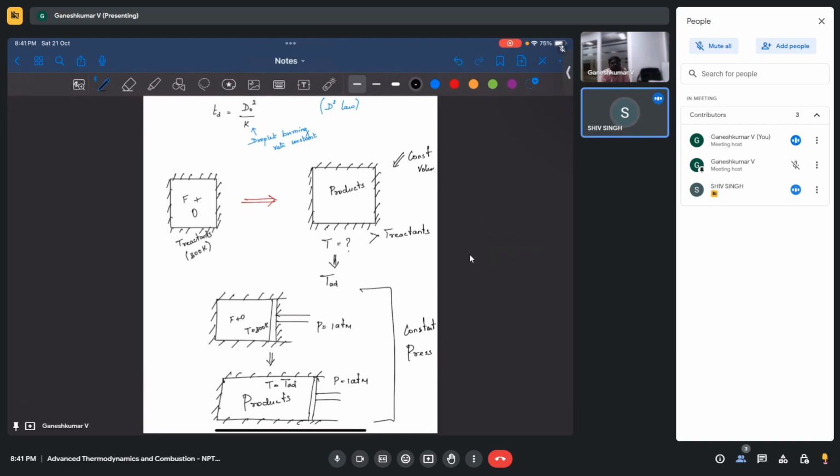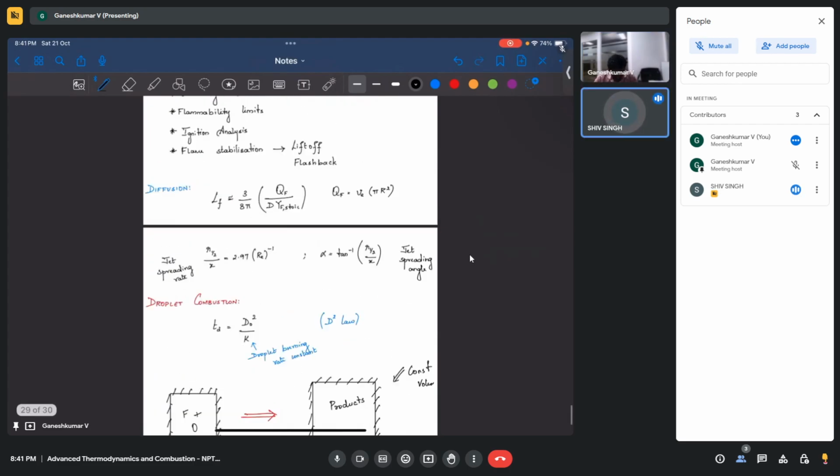Basically, it's a measure of how much amount of heat you can get out of a combustion system. It's like how energetic your combustion system is, your fuel and oxidizer. The higher the adiabatic flame temperature, the better or more energetic your combustion system is.